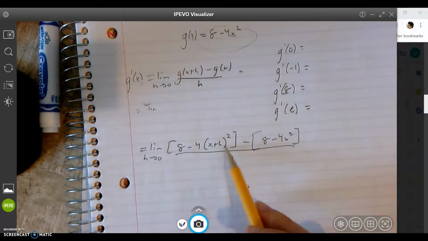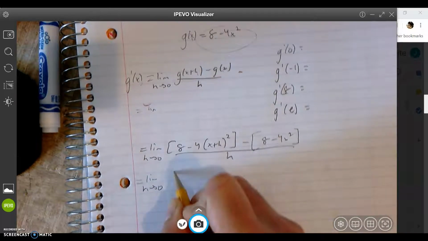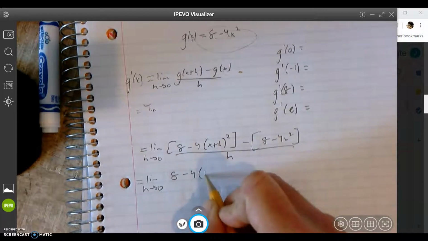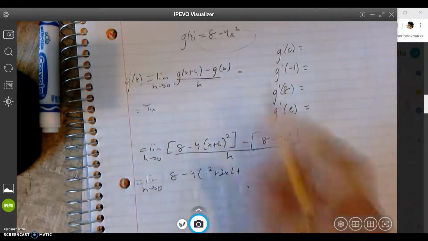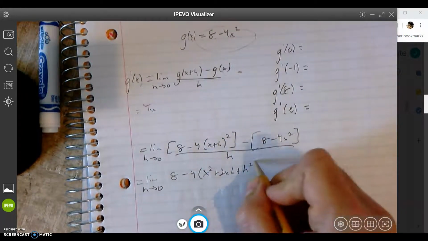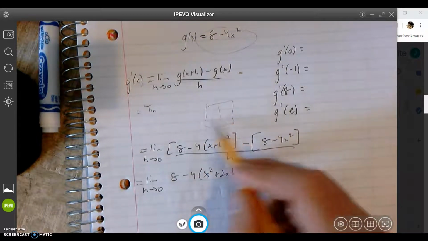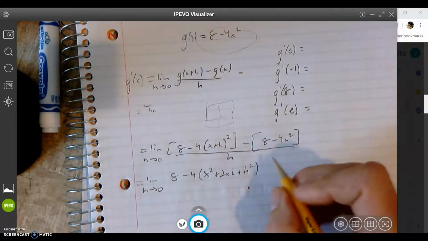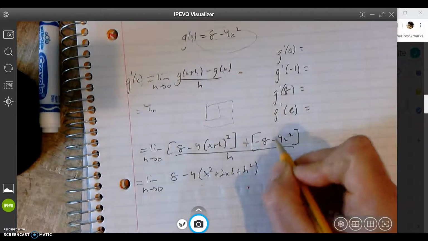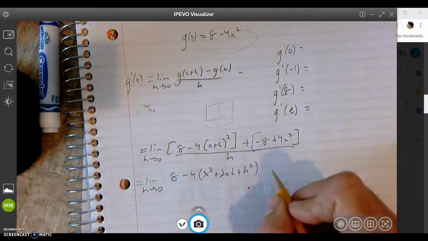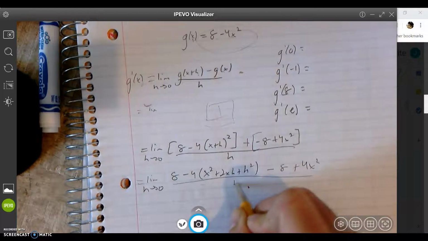Now x plus h squared, I remember that from last time, so I don't have to do that again. I just look at my notes from last time. And I got 8 minus 4 times x squared plus 2xh plus h squared. It's going to be the same thing every problem. So I just memorized what I did last time when I boxed it up. Minus, so I'm going to distribute this negative, so I'm going to add negative 8, and this negative 4x squared is going to be positive 4x squared. So I got minus 8 plus 4x squared over h.